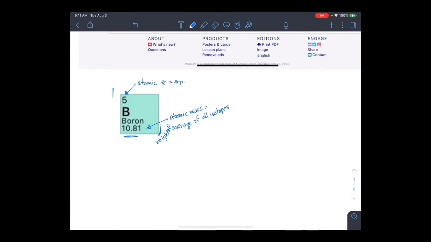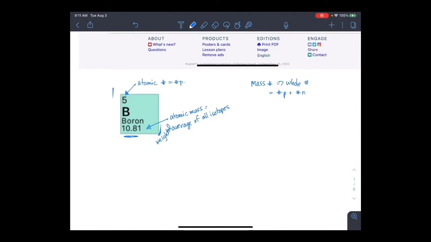Since it rounds to 11, it's very close to 11, it might be safe to assume that the most common mass number of boron is 11, and a mass number is a whole number because it represents the number of protons plus the number of neutrons.